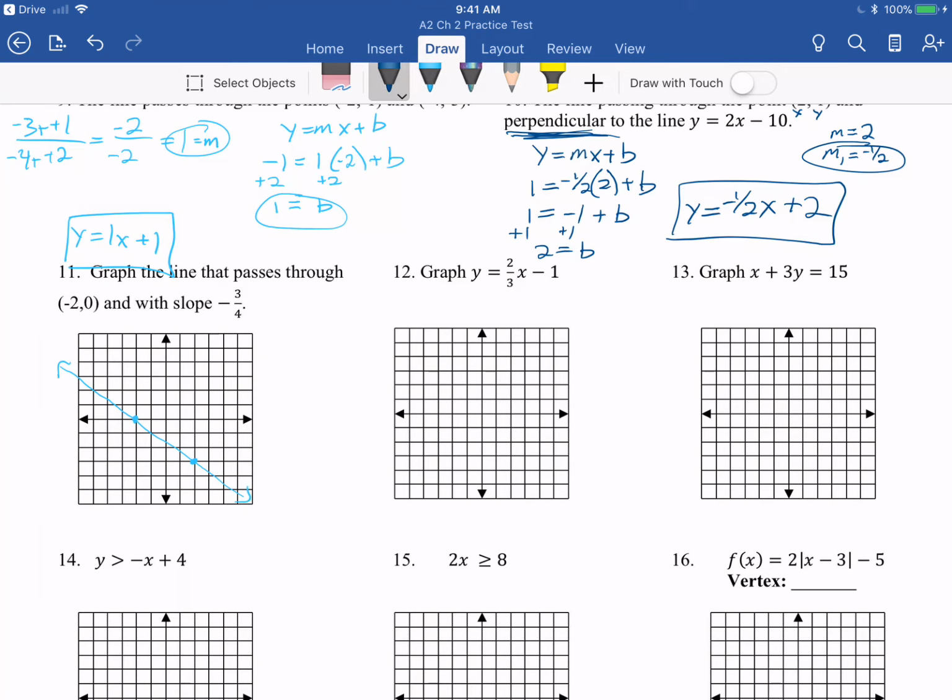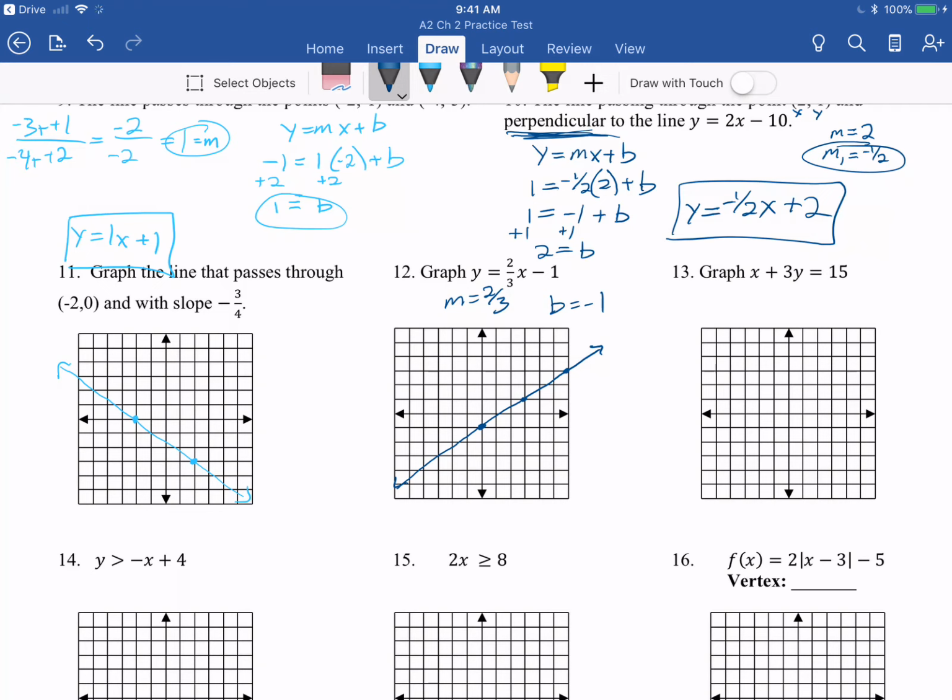Okay, number 12, I know that my m is 2/3. That's in y equals mx plus b, and my b is -1. So I start from -1, and then I walk up 2 over 3, up 2 over 3, and there is my line. Okay, a couple quick ones there.